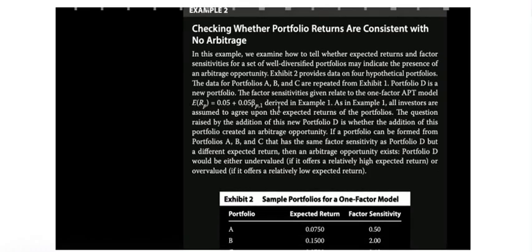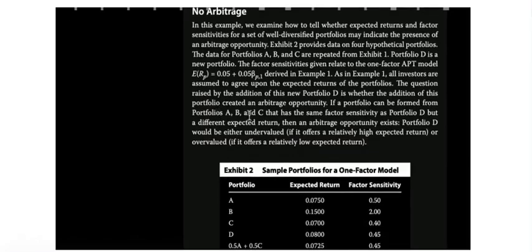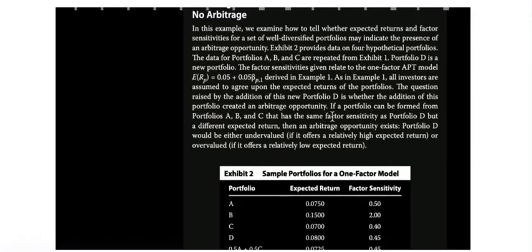As in Example 1, all investors are assumed to agree upon the expected returns of the portfolios. The question raised by the addition of this new portfolio D is whether the addition of this portfolio created an arbitrage opportunity. If a portfolio can be formed from A, B, and C that has the same factor sensitivity as D, but a different expected return, then an arbitrage opportunity exists.